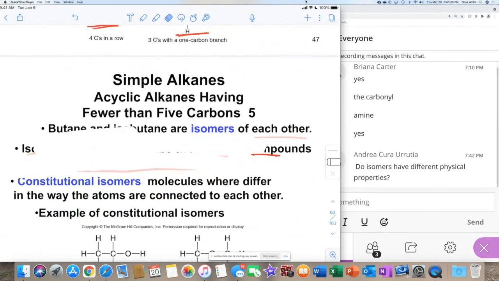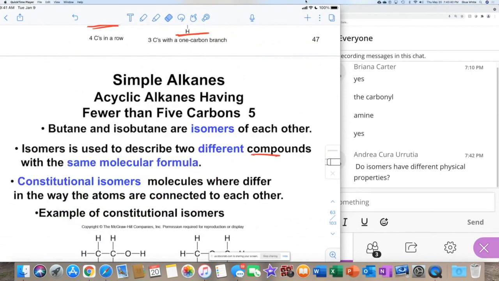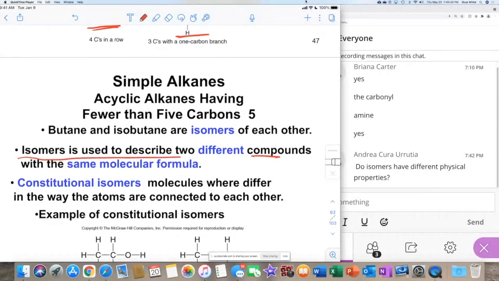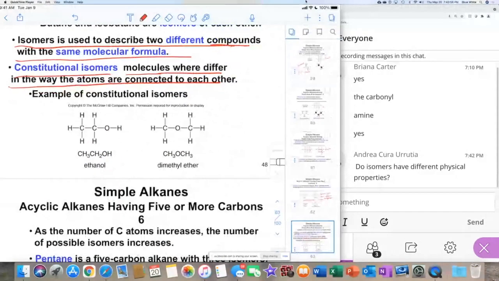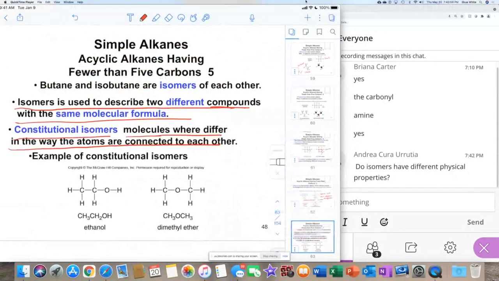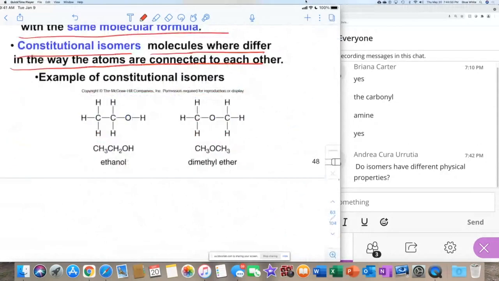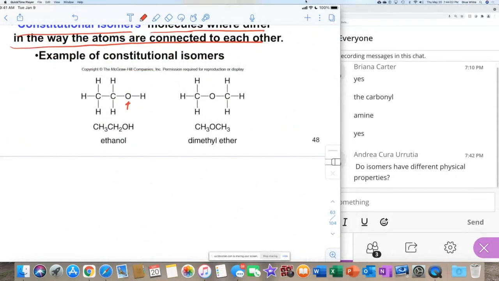Okay, so let's look down here. So we're told, right, isomers is used to describe two different compounds with the same molecular formula. Constitutional isomers are molecules that differ in the way the atoms are connected to each other. We just saw that, right? So now we're detouring a little bit and looking at constitutional isomers that are not hydrocarbons because you have a heteroatom here.